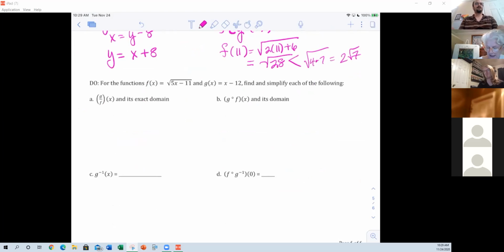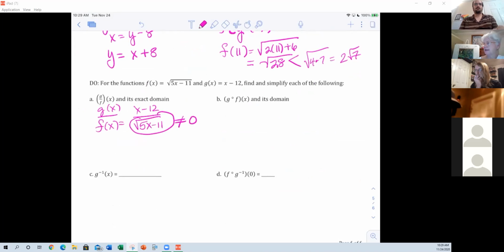Here, g divided by f of x would be g of x divided by f of x, which would be x minus 12 over the square root of 5x minus 11. Again, we know that this cannot equal 0 because it's in the denominator. Because 5x minus 11 is under a square root, that means 5x minus 11 must be greater than or equal to 0. So here that would give me x is greater than or equal to 11 over 5, but it can't be equal to because of that right here. So it's just going to be 11/5 to infinity.